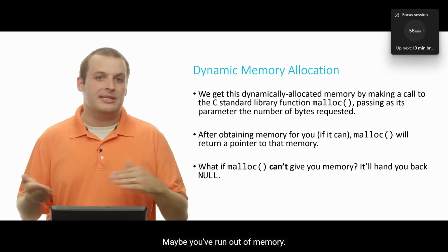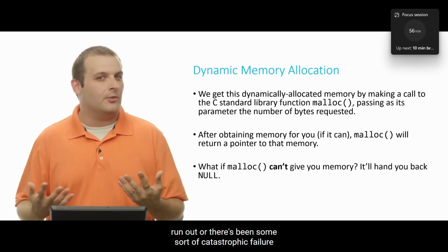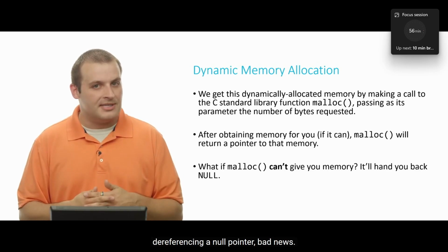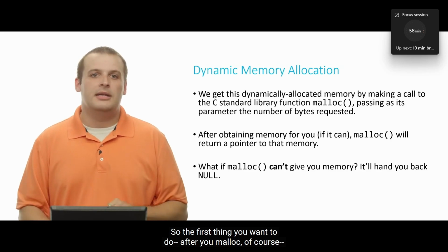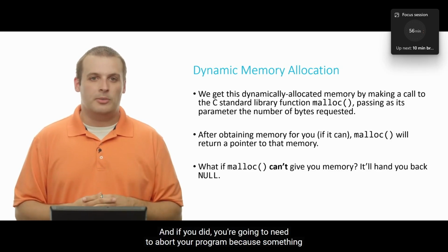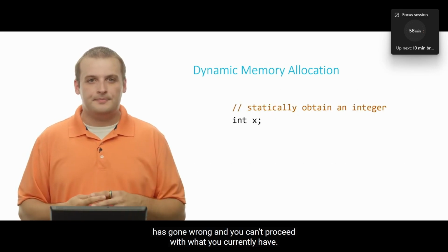Maybe you've run out of memory, the stack and the heap have just completely run out, or there's been some sort of catastrophic failure that we can't predict. But either way, if you recall from our pointers video, dereferencing a null pointer, bad news. So the first thing you want to do after you malloc, of course, is to check to make sure that you didn't get back null. And if you did, you're going to need to abort your program because something has gone wrong and you can't proceed with what you currently have.